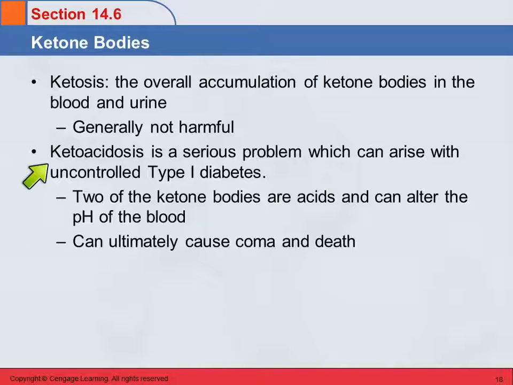The one exception to ketosis not being harmful is ketoacidosis, which can happen with uncontrolled type 1 diabetes. What happens here is you've got ketosis going on. Two of the ketone bodies that can be made are acids, and these can alter the pH of the blood. When that happens, you've got a serious problem. But this will not happen in someone who is not diabetic. Ketoacidosis can result in coma and death, so that can be pretty serious.